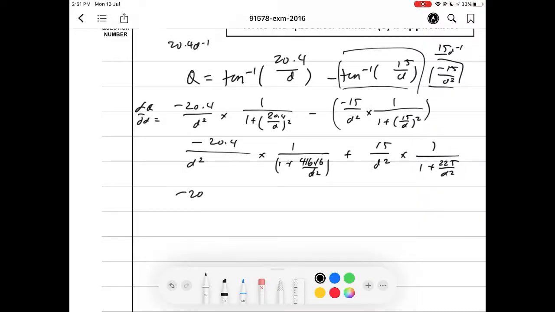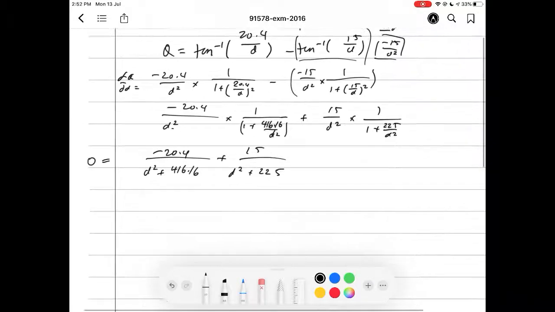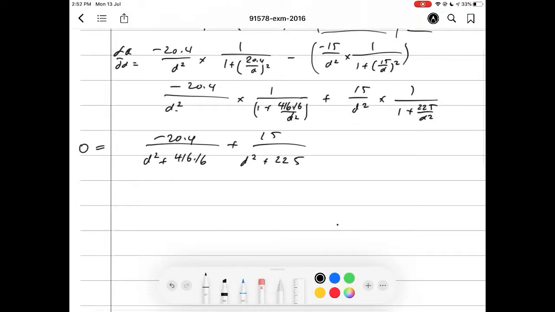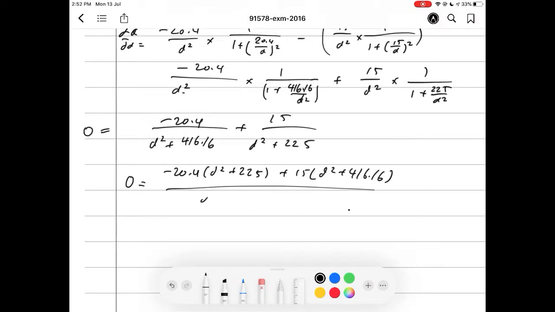Alright, so now we can simplify a bit more. So we can say negative 20.4 over d squared plus, the d squared here and the d squared in the denominator will cancel out. So d squared plus 416.16, plus 15 over d squared plus 225, and that equals 0. Alright, so at this stage, we can just cross multiply. So 0 equals negative 20.4 times d squared plus 225, plus 15 times d squared plus 416.16.